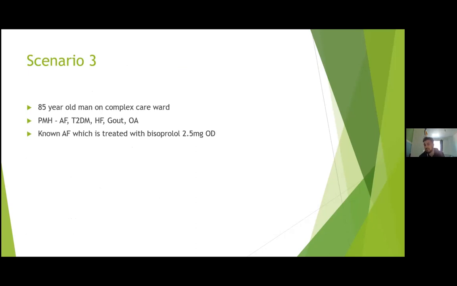Okay, so the heart rate is currently 130. It's not normally that high. Normally it's like 80, so it's controlled normally, and in this case it's elevated.